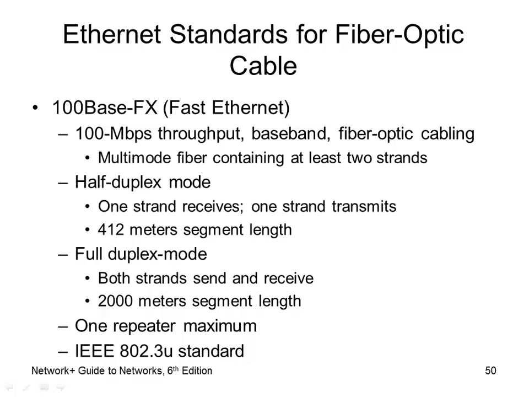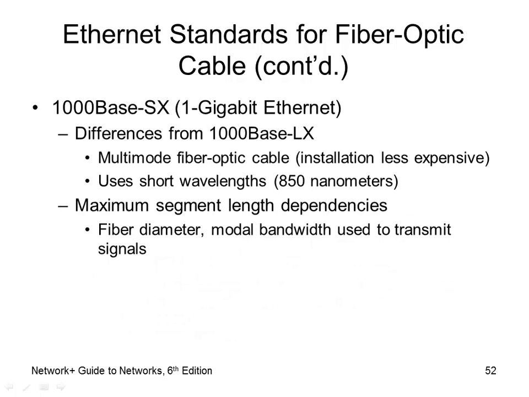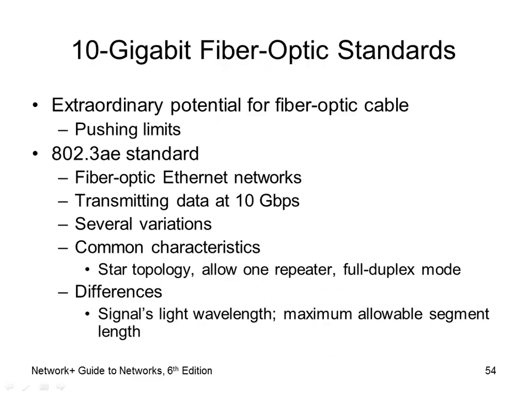Then we get into our fiber. 100 base FX is 100 megabit baseband fiber. 1000 base LX is gigabit Ethernet over multimode. 100 base SX is short wavelength over multimode. 1000 base SX again, this is just all the different standards. I'm going to kind of skip through some of these. You're not going to need to know the absolute details for these on the test.